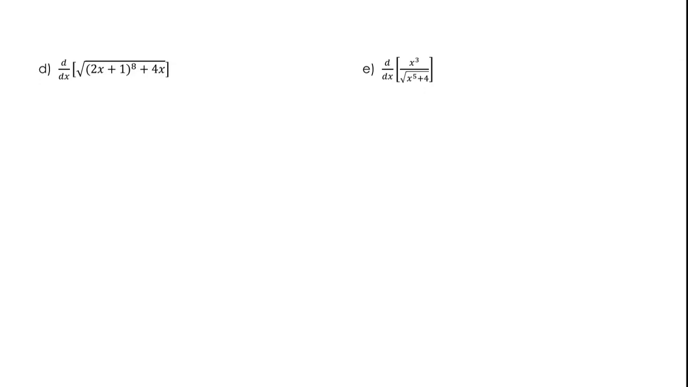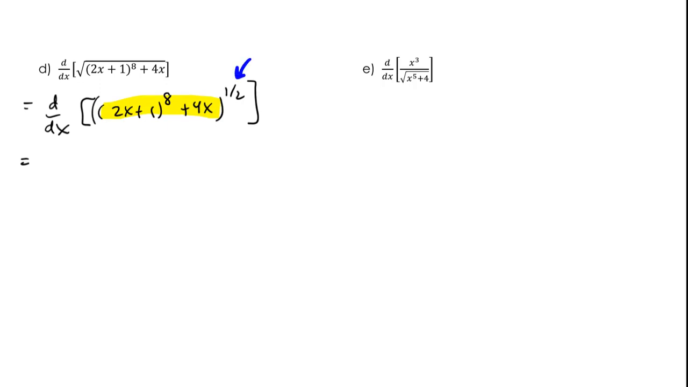I see a radical. So let's rewrite this as d dx. Oh, do you guys see this has a whole bunch of inside stuff? And this is going to be 2x plus 1 to the 8th plus 4x all to the half. Oh, geez. Okay, double highlighting here. Now, I'm going to highlight all of this. This is the all inside. I want you to notice that this 1/2 is the outside function.